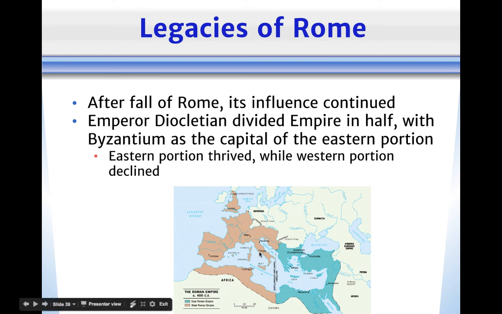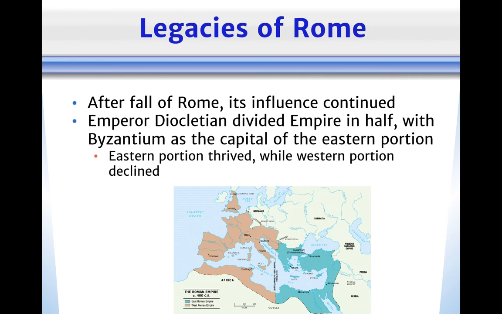What we're going to see, though, is that partly because of those outside invasions, the western half, the half that was ruled by Rome, is going to continue to disintegrate. But the eastern portion is going to flourish. And even after the Roman Empire falls, the Byzantine Empire is going to continue to be very wealthy. And the Byzantine Empire is also going to be one of the reasons why Christianity continues to thrive even when Rome falls.